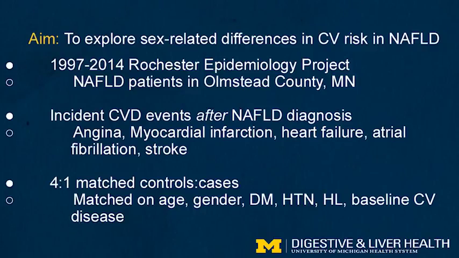So this was a long-term study, again, retrospective from the Rochester Epidemiologic Project, looking back at NAFLD patients in the Mayo Clinic area in Olmsted County. And they looked at incident cardiovascular disease events after the NAFLD diagnosis. So your time point was the NAFLD diagnosis. And their heart outcomes were as they typically are in these studies: angina, myocardial infarction, heart failure, AFib, and stroke. They matched them 4-to-1 with cases and controls, and they matched them on all the things you would want to match on for cardiovascular risk. So your age, gender, and then cardiovascular risk factors, as well as any baseline known cardiovascular disease.